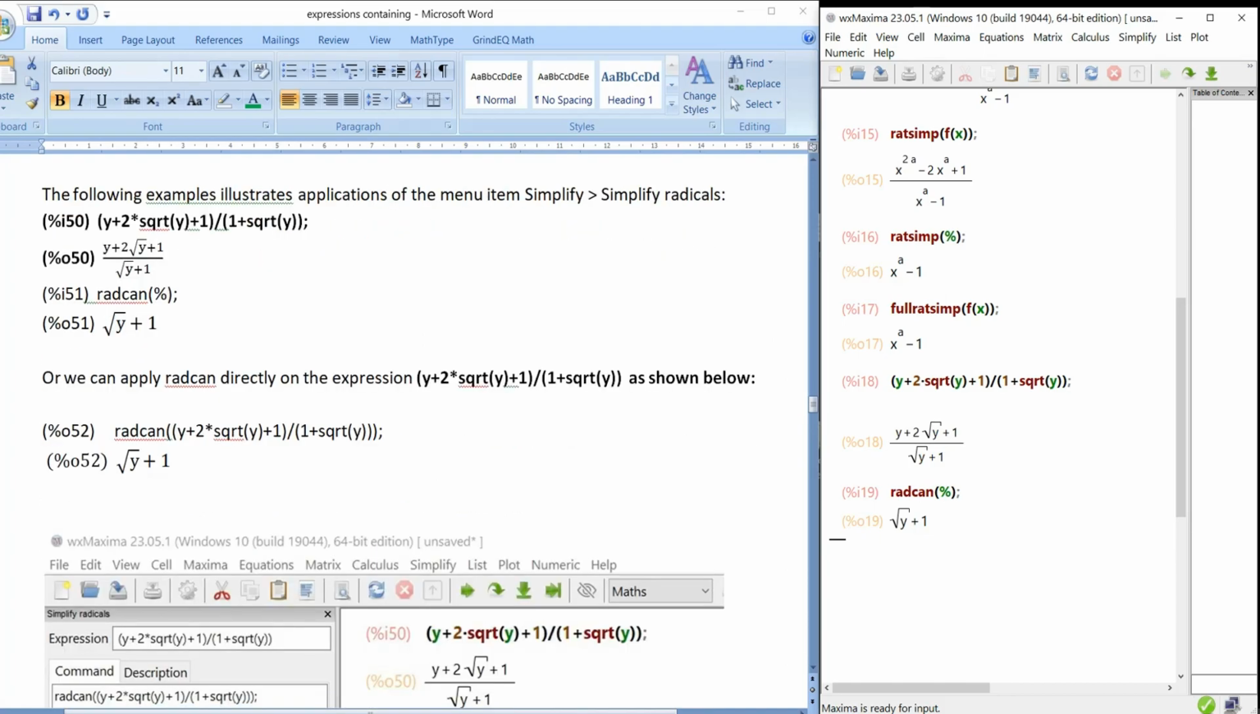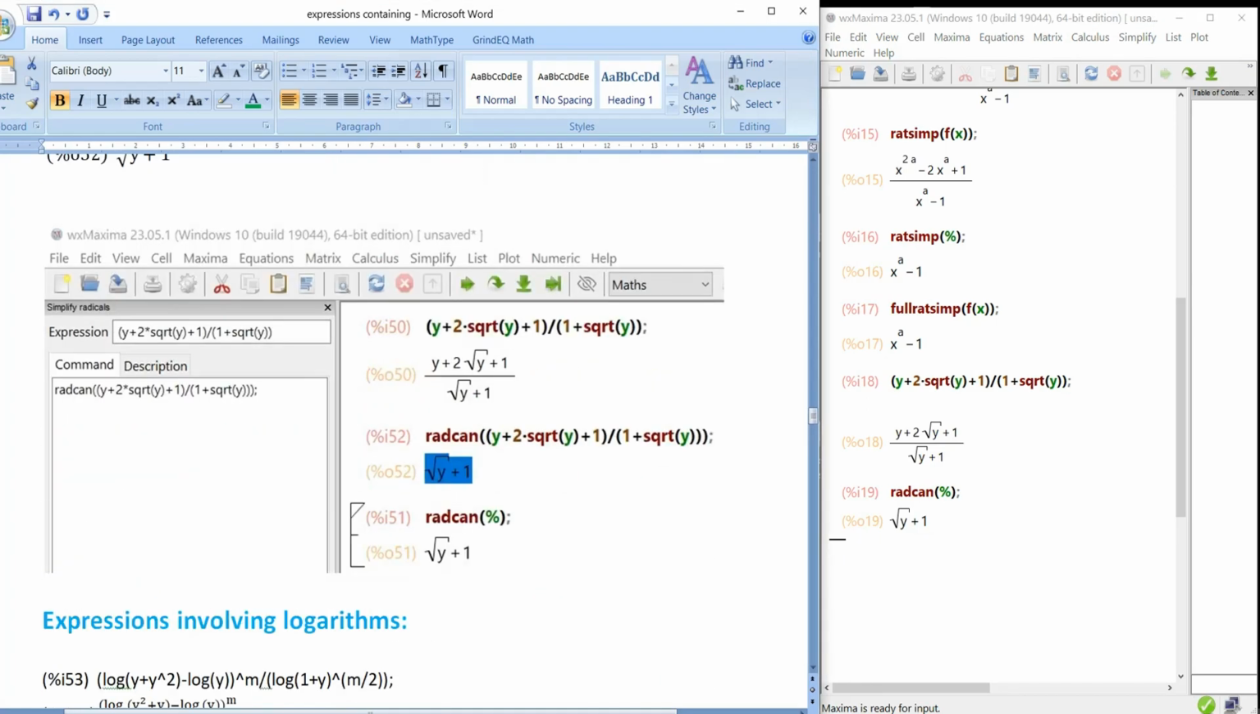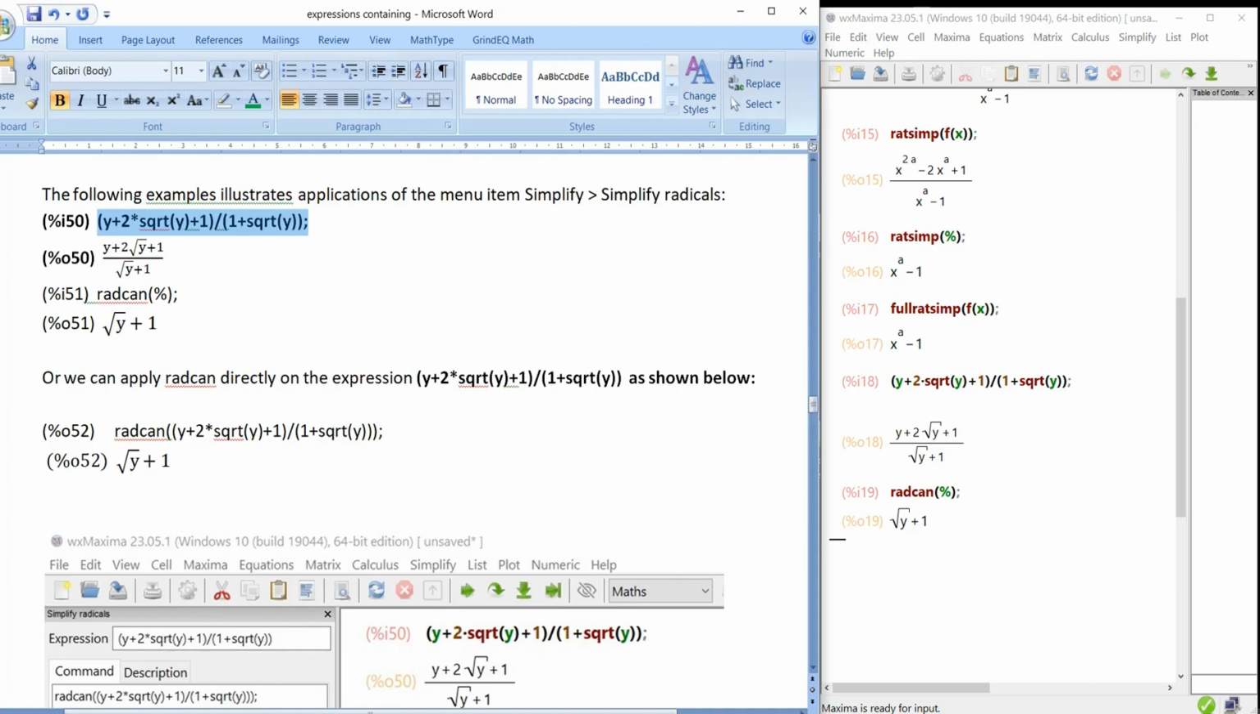This was the first example. Another example. No, there is only one example given. You can try other examples yourself.